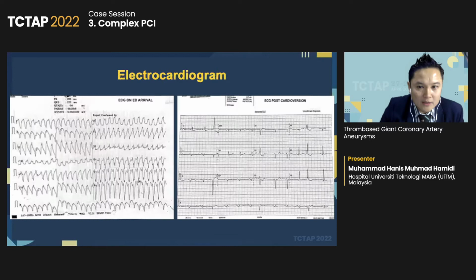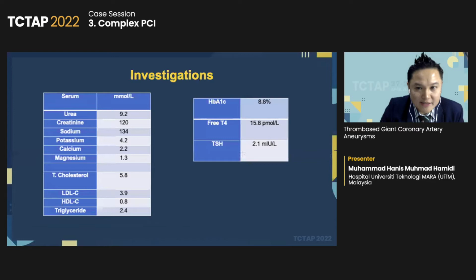So the initial 12-lead ECG showed ventricular tachycardia. Patient was intubated and underwent electrical cardioversion. The ECG post cardioversion showed sinus rhythm with PVC and the presence of pathological Q waves in the inferior leads. The initial blood investigation showed normal electrolytes and thyroid level as expected in this man. His sugar and lipids were uncontrolled.